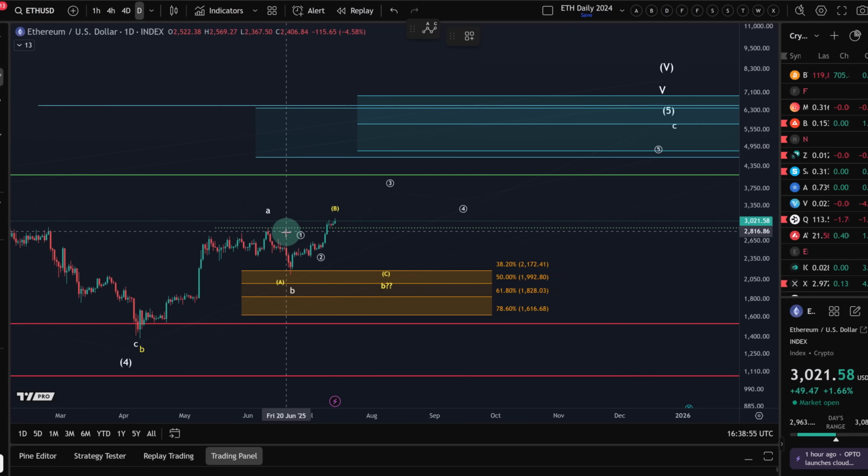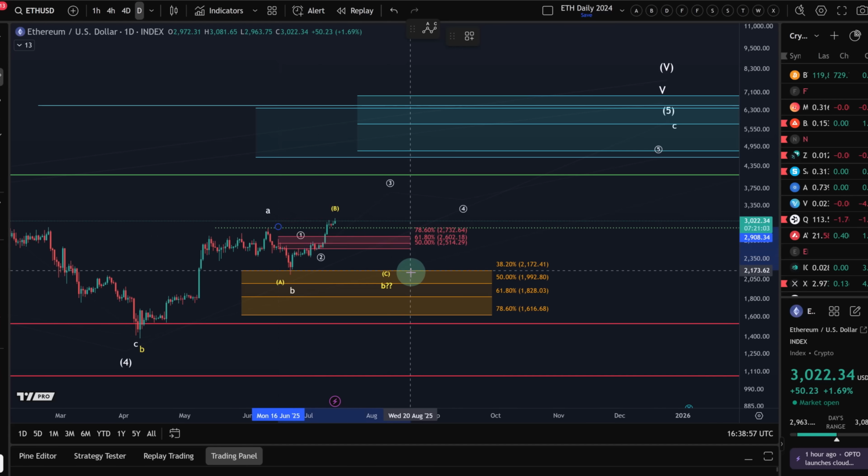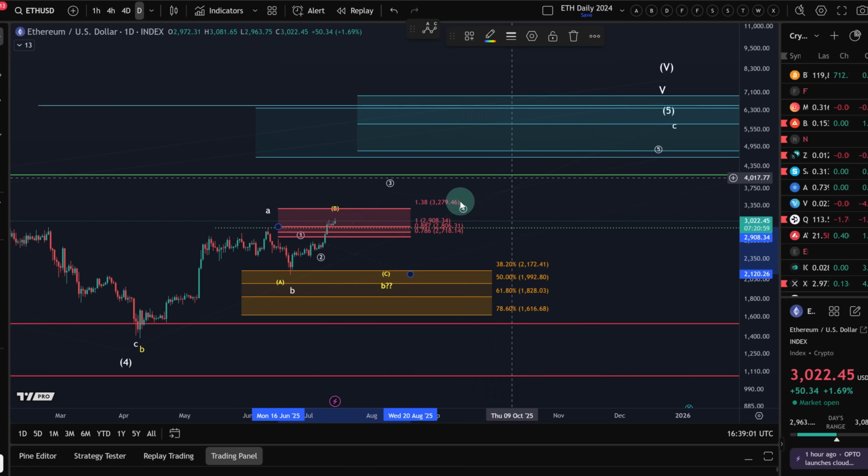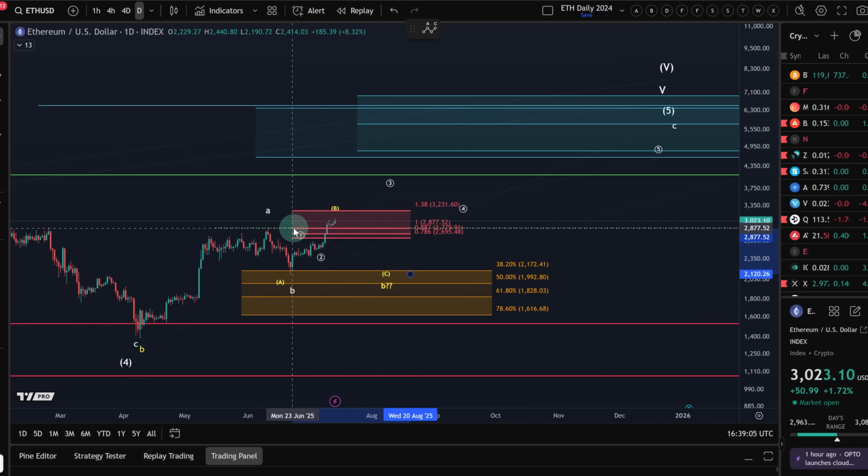When will that become less likely? It will become less likely if the price breaks above the 138% retracement, because that is technically a very, very strong resistance level. And in this case, it's coming in at $3,230. So any break above it, if it's a decisive break, will reduce the risk of falling back into this support area.